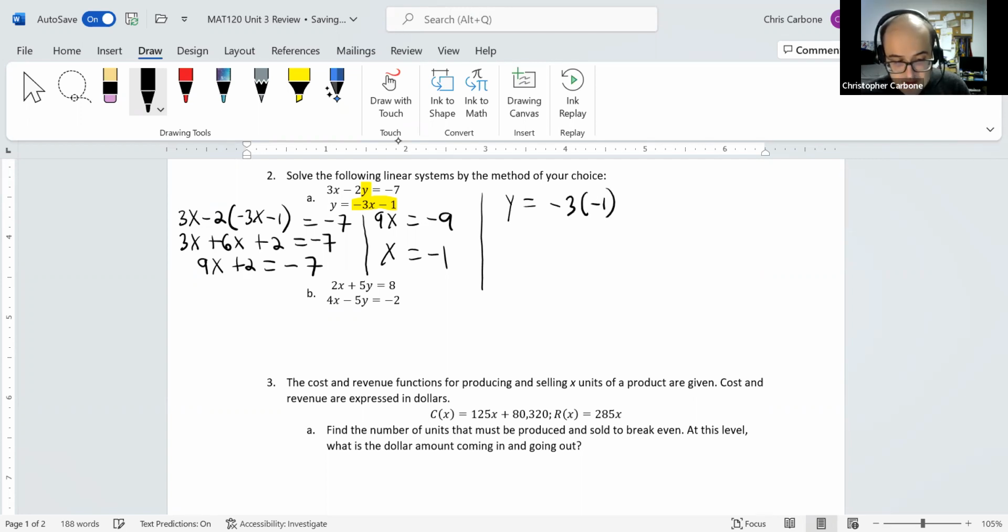-3 times -1 minus 1. So 3 minus 1, that'll make a value of 2. So our solution for part A here is the point -1, 2.